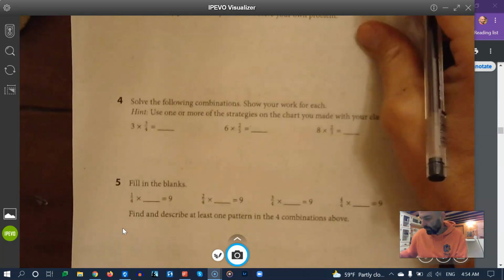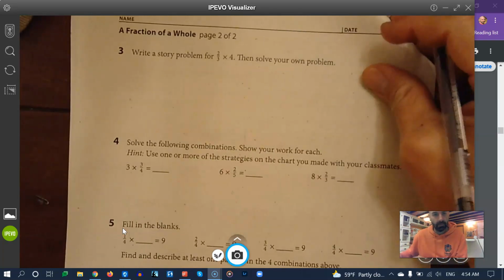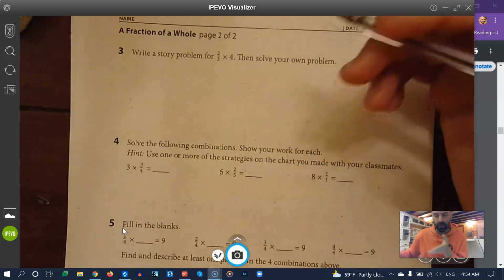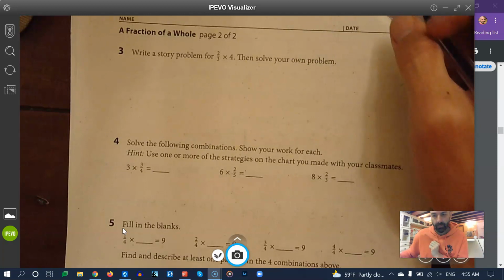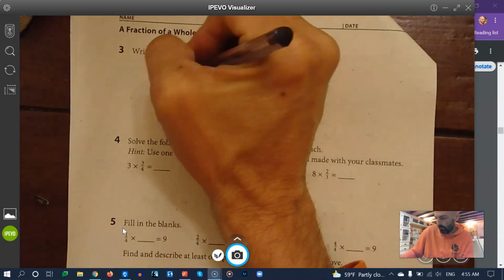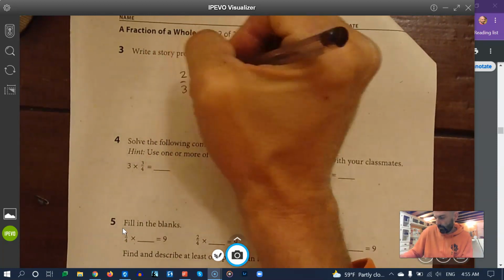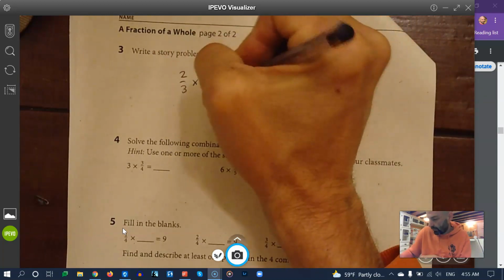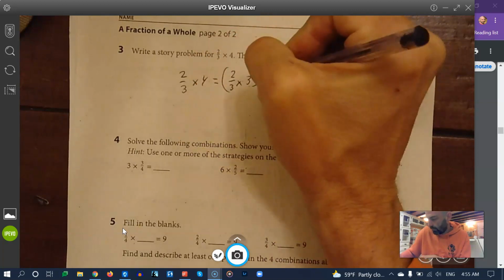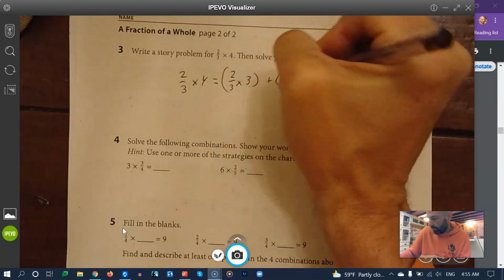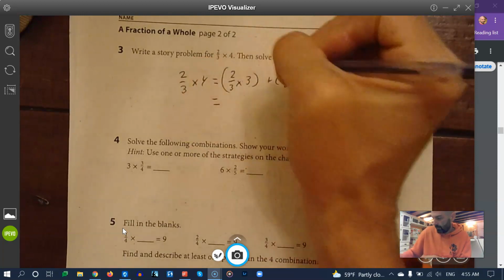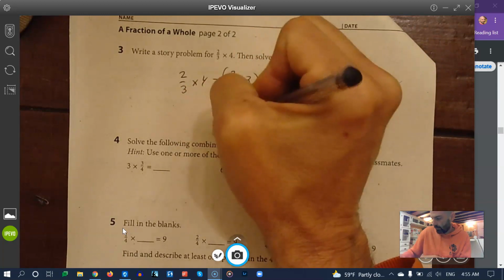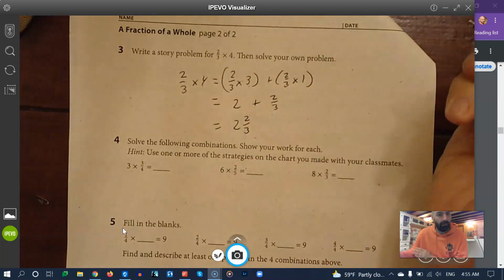Write a story problem for 2/3 times 4, then solve your own problem. Obviously, you could do a rug. You could do 2/3. They went 2/3 of a 4-kilometer trail. How far did they go? Something like that. So we have 2/3 times 4 equals, well, you could do 2/3 times 3 plus 2/3 times 1. 2/3 of 3 is 2, plus 2/3. So that is 2 2/3 of whatever.